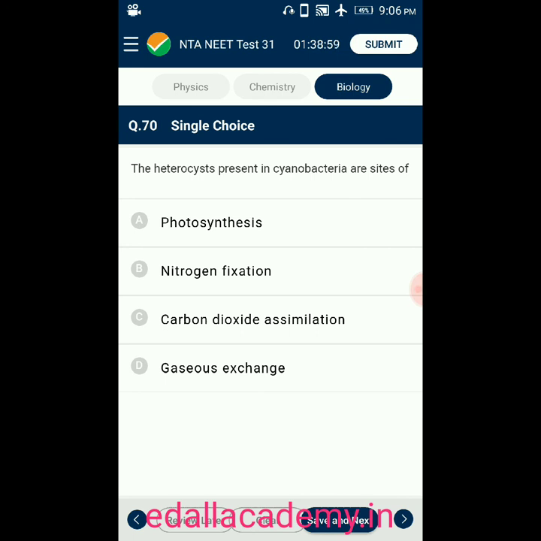Question number 70. The heterocysts present in cyanobacteria are sites of nitrogen fixation. These specialized cells are larger as compared to other cells and are distinctly visible under the microscope. So the answer for this question is option B, nitrogen fixation.